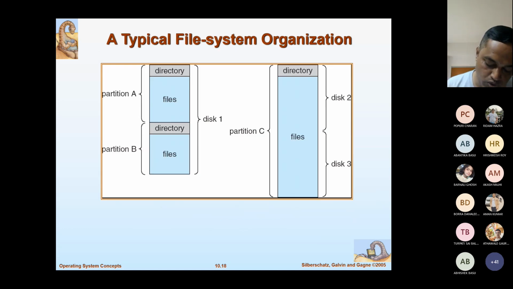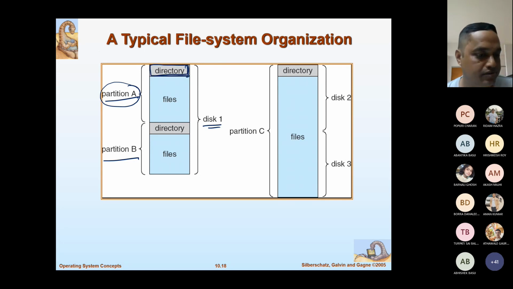So suppose you have one disk, this one, and you have created two partitions, partition A and partition B. Now, in partition A, there are a number of directories and subdirectories. That means the content page. That information will be stored in the directory part. This is the directory part of the hard disk of this particular drive. And these are the actual files of that drive or that partition.